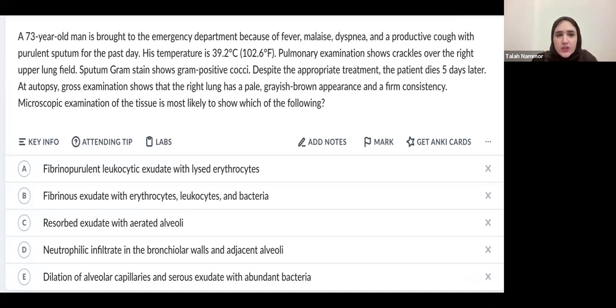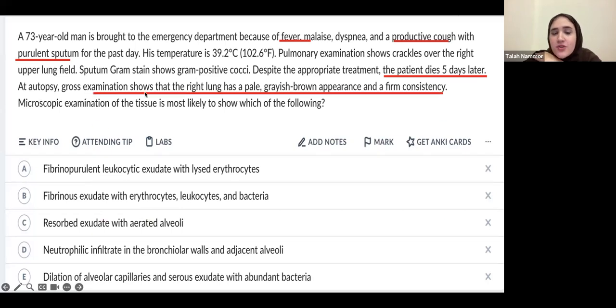Let's go. A 73-year-old man is brought to the emergency because of fever, malaise, dyspnea, and productive cough with purulent sputum for the past day. So we have fever, we have productive cough, and we have sputum. His temperature is high, fever. The pulmonary examination shows crackles over the right upper lung field. Okay? The sputum Gram stain shows gram-positive cocci. Despite the appropriate treatment, the patient dies 5 days later. An autopsy shows gross examination shows that the right lung has a pale grayish-brown appearance and a firm consistency. So microscopic examination of the tissue is most likely to show which of the following.